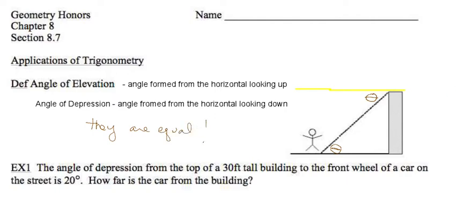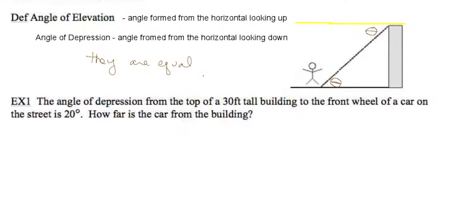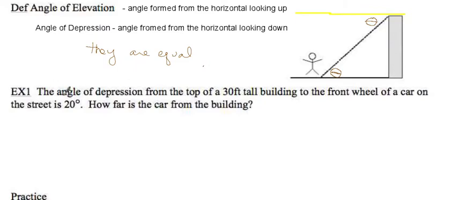Okay, so let's see how we do with some word problems. The first example says the angle of depression from the top of a 30-foot tall building to the front wheel of a car on the street is 20 degrees. How far is the car from the building? The first thing we would want to do is draw a sketch of the situation. You could make a building, or you could just make a line that would represent the building. The building is 30 feet tall.